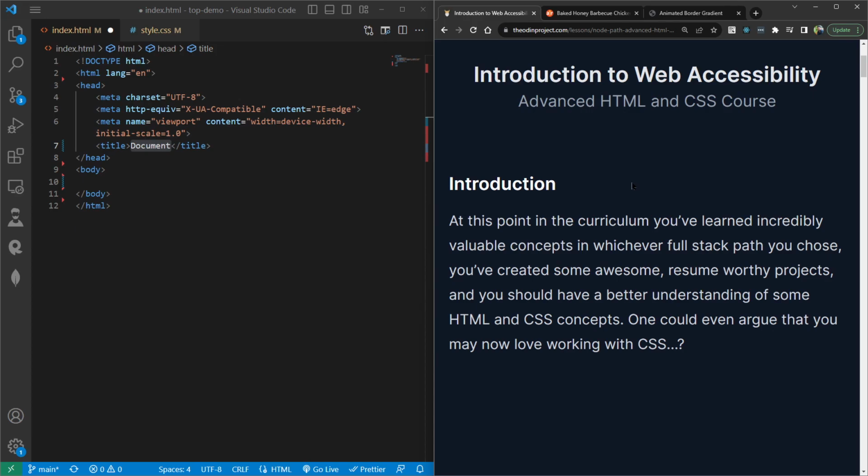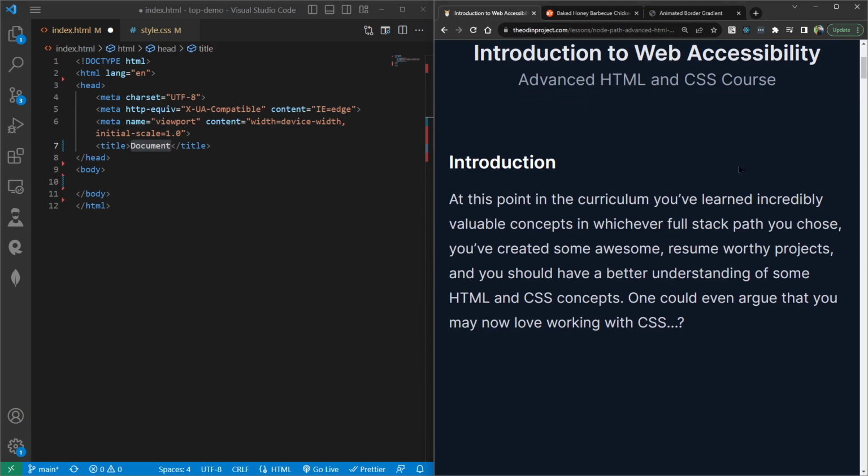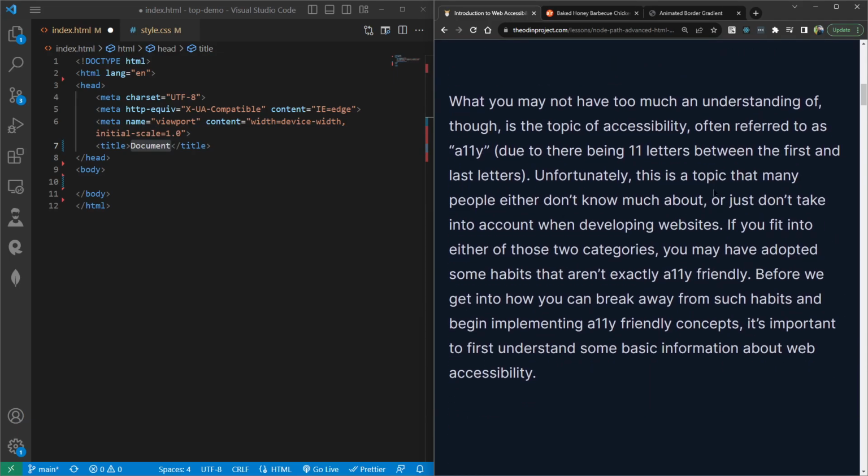Introduction. At this point in the curriculum, you have learned incredibly valuable concepts in whichever full stack path you chose. You have created some awesome projects, and you should have a better understanding of some HTML and CSS concepts. One could even argue that you may now love working with CSS. So I hope you are enjoying working with HTML, CSS, and JavaScript. What you may not have too much of an understanding of, though, is the topic of accessibility, often referred to as A11Y, due to there being 11 letters between the first and the last letters.